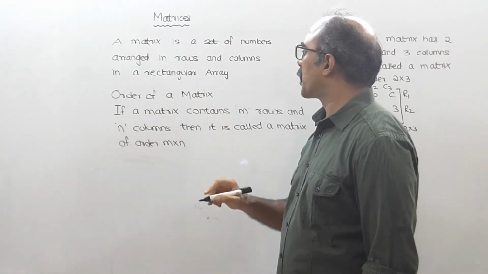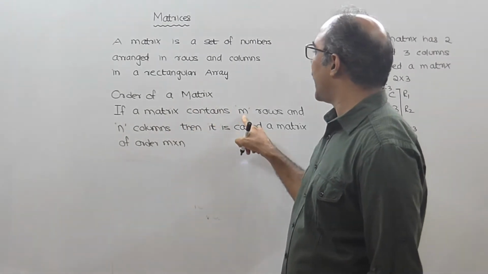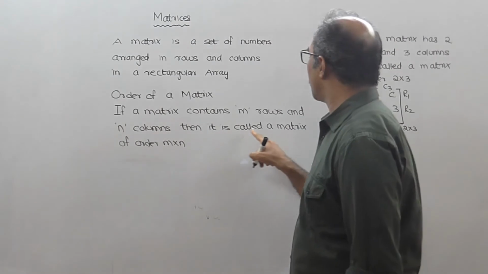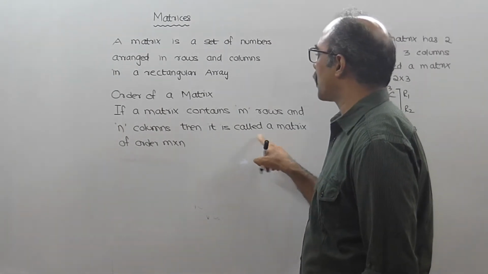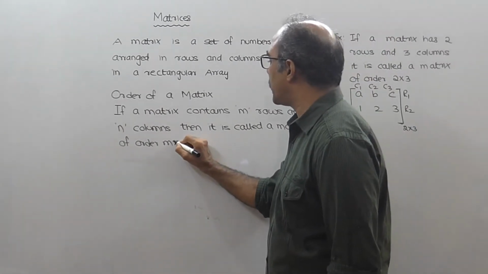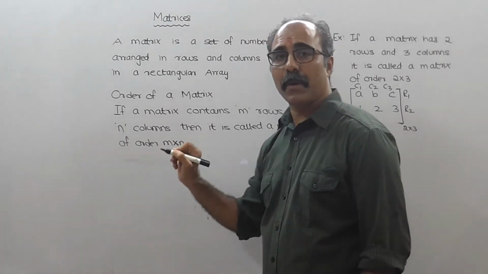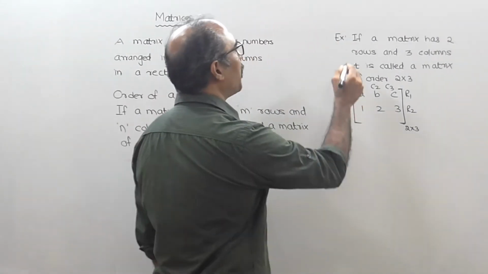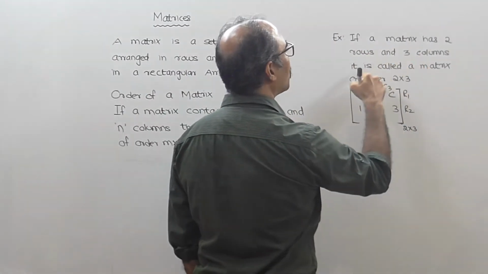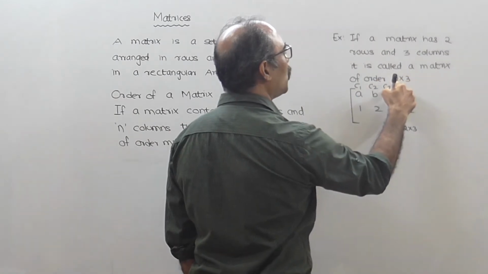What is the meaning of order of a matrix? If a matrix contains m rows and n columns, then the matrix is called a matrix of the order m by n. This is to be read as m by n. For example, if a matrix has 2 rows and 3 columns, then it is called a matrix of the order 2 by 3.